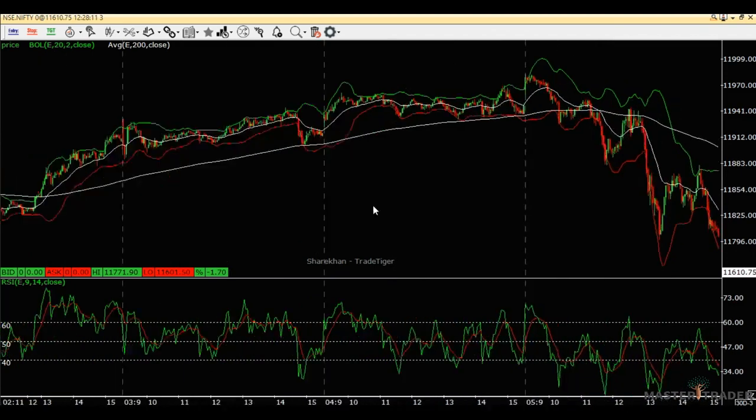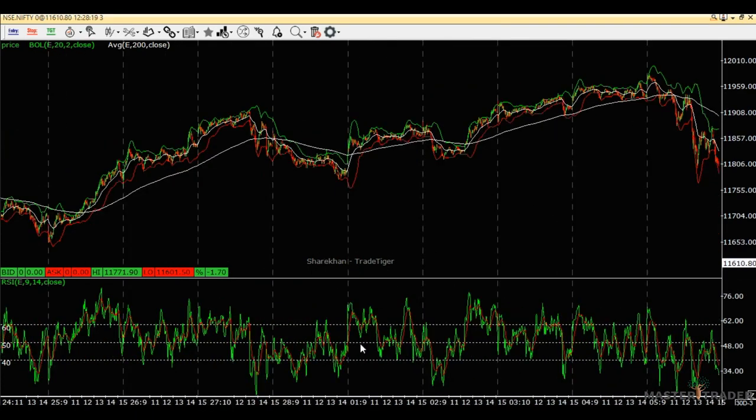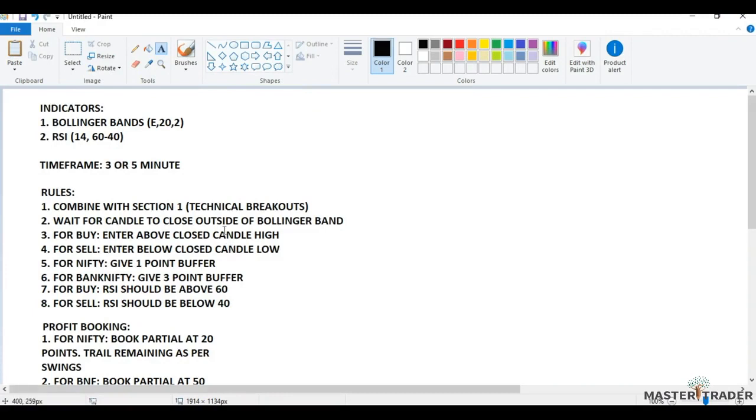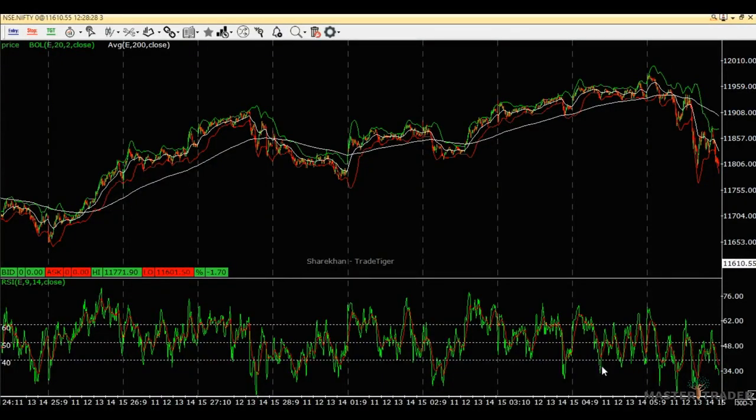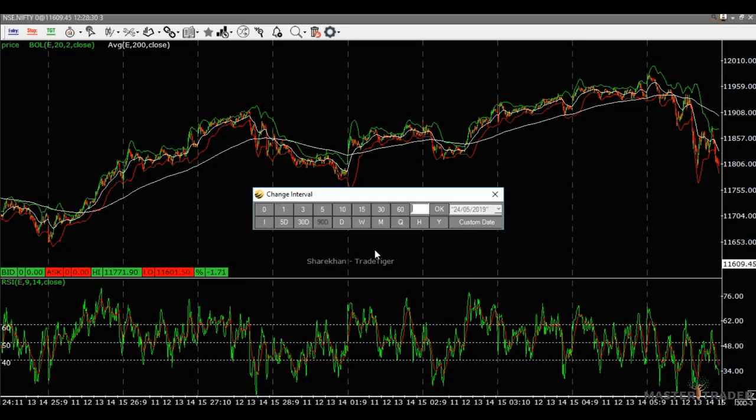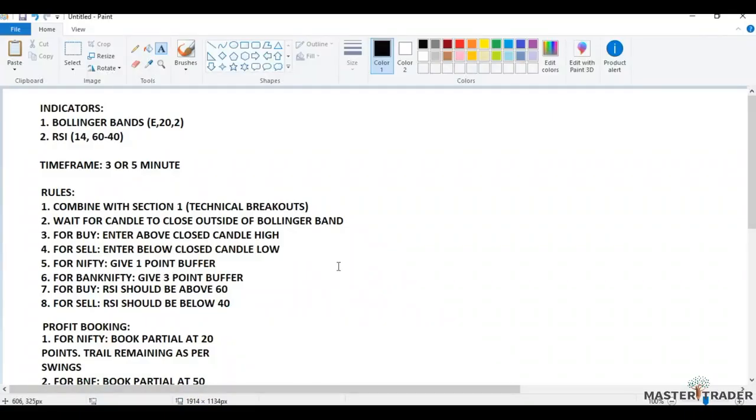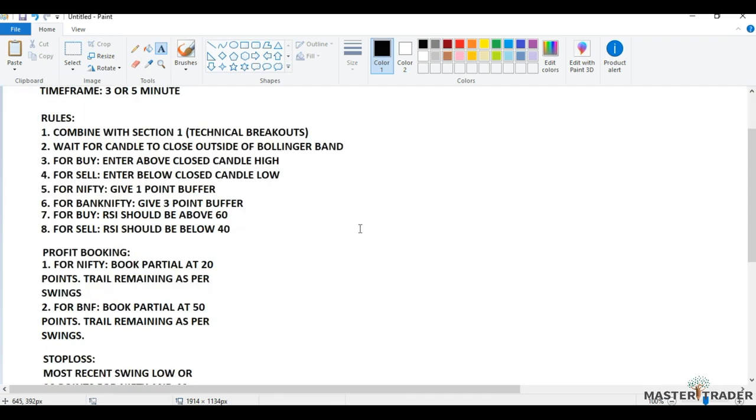And guys, as usual, I also have the 200 EMA plotted, the 200 moving average. You can have that as well, just for your reference. Now time frame, we will be using either the 3-minute or the 5-minute. You can select whichever one you like best. I prefer 3-minute, but for some people 3 minutes is too fast, so you can go to the 5-minute as well. Now let's come to the rules.